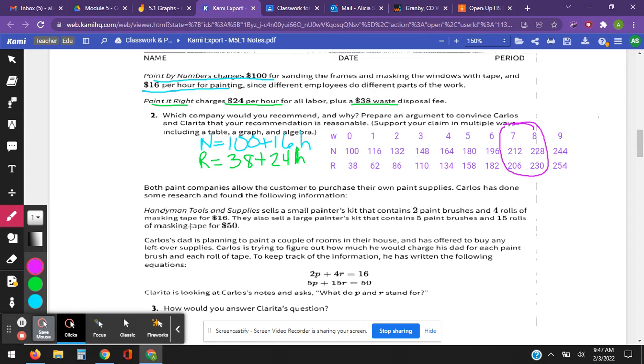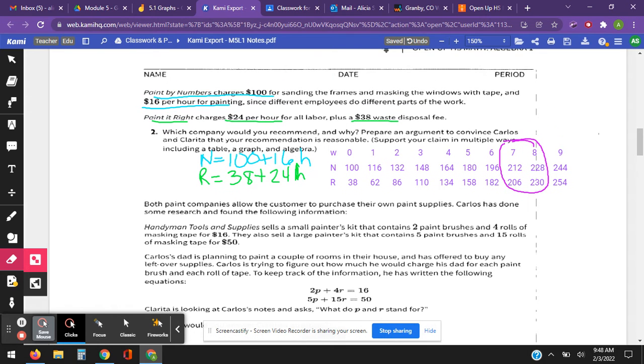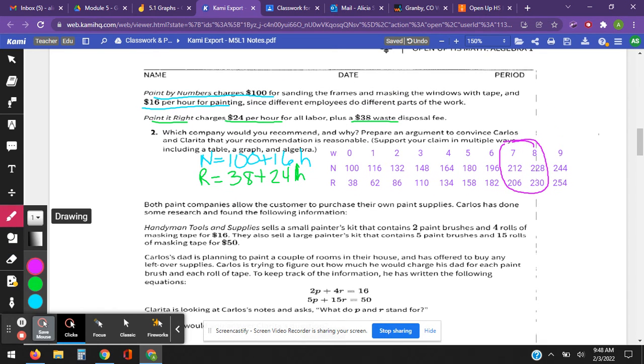So let's go ahead and do our 100 plus 16h. I'm going to run out of room up here. Such tiny margins. Yep, I'm going to need that. All right, let's try it again. See if I can write smaller.